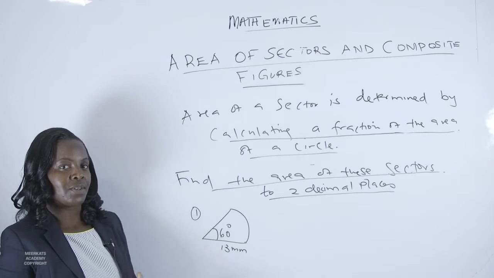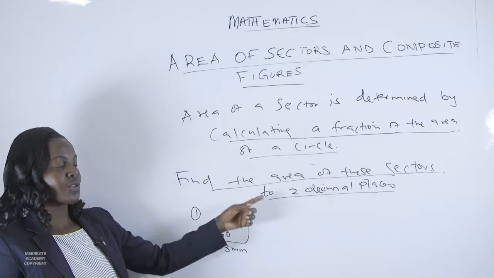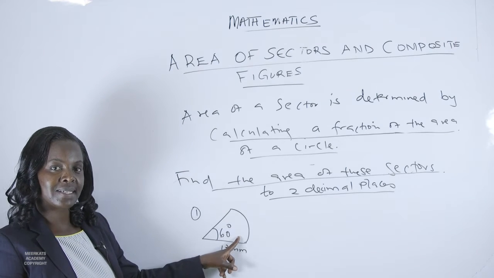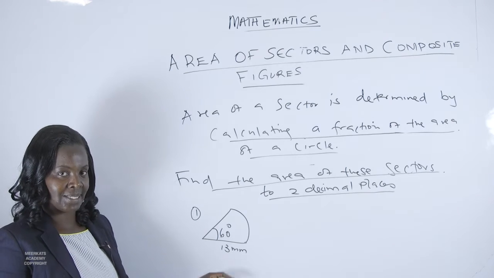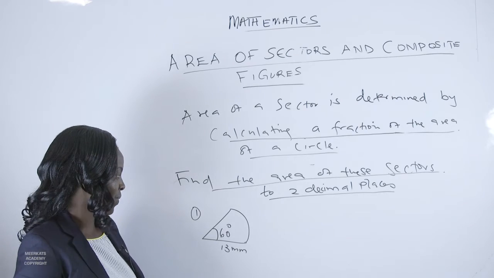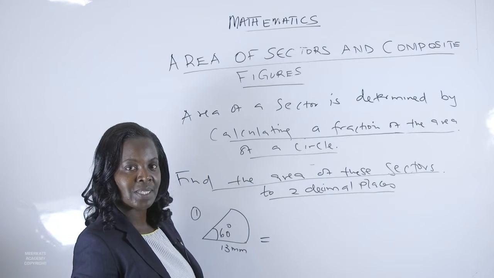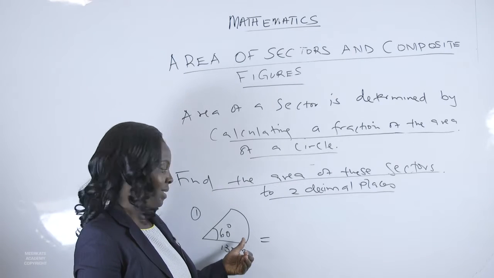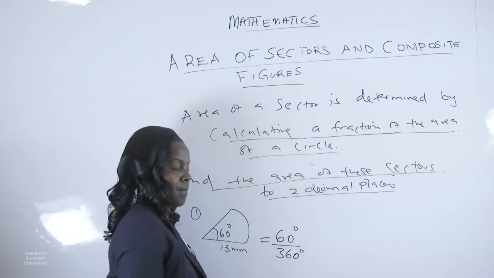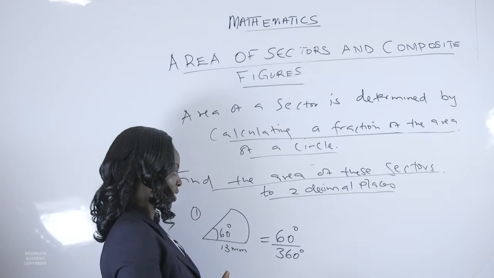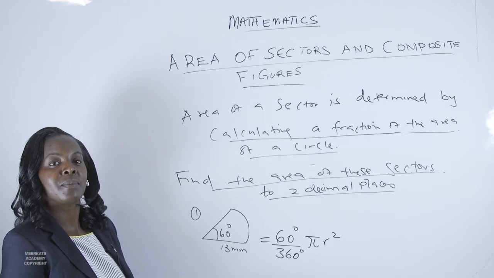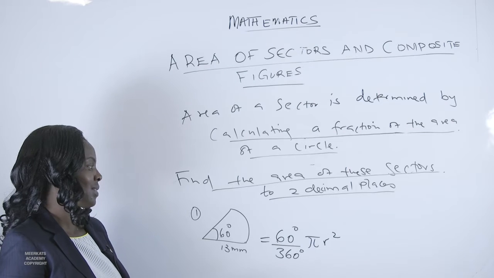So let's look at this sector. You are told to find the area of these sectors to 2 decimal places. We are given a sector with 60 degrees inside that sector and radius 13 millimeters. We have said that the first thing you need to do is to determine the fraction that that sector makes of a circle. And how do we do that? We divide the angle inside the sector by 360 degrees to get the fraction. Then multiply by pi r squared.